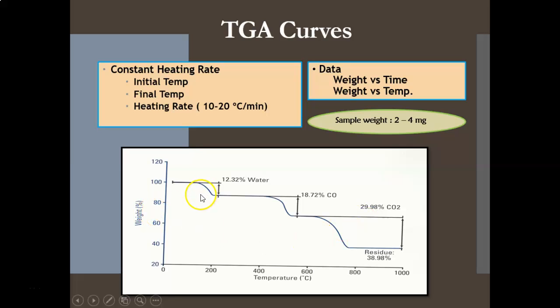This curve shows data from 0 to 200 degrees C. It exhibits the loss of water, and in the middle, from 200 to 400 something, there is a release of carbon dioxide of about 18%, followed by more carbon dioxide. The remaining is about 38% of the material, though I don't know what the sample is here.